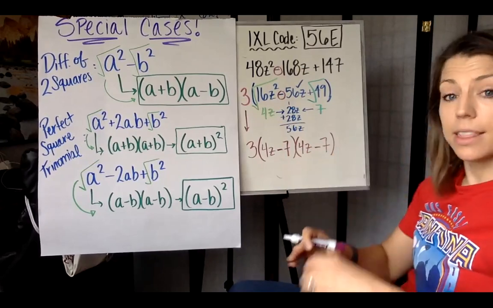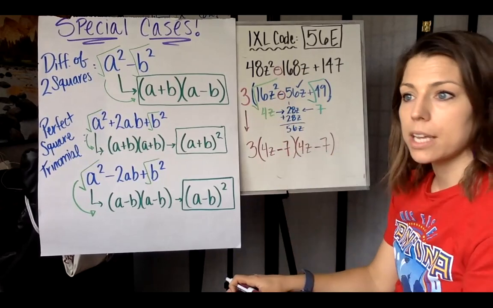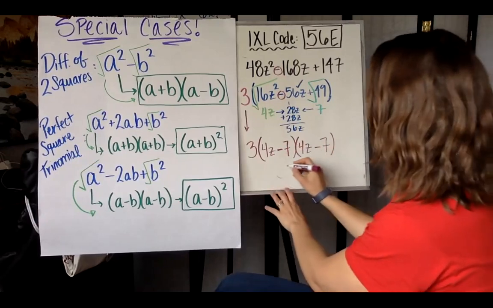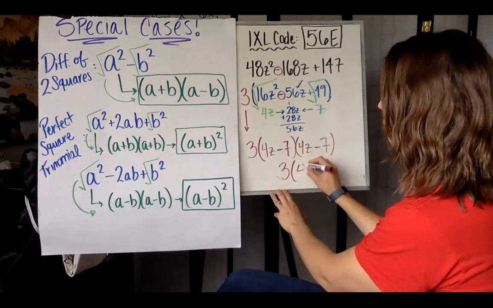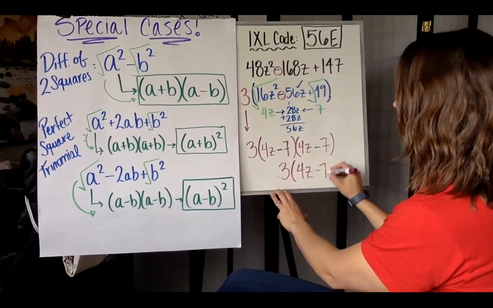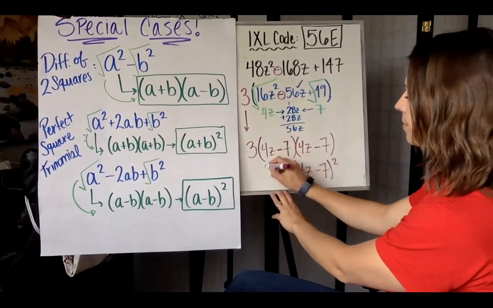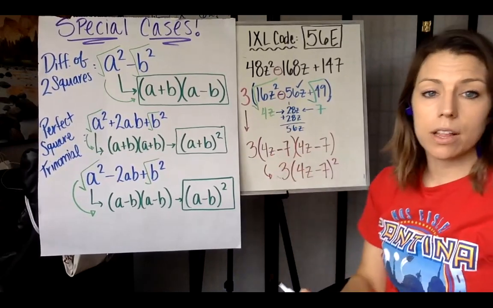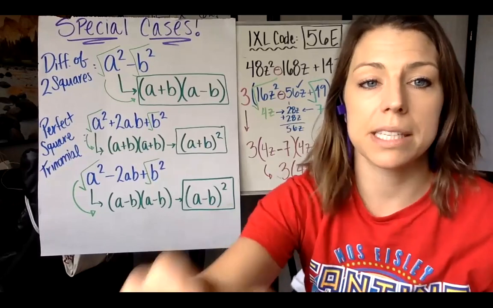Okay, how else could we write this? Could we leave it like this? Probably. Could we write it differently? Yeah. How about 3 times (4z minus 7) squared? That's all that you have to do, right? That's all. This means the same thing.